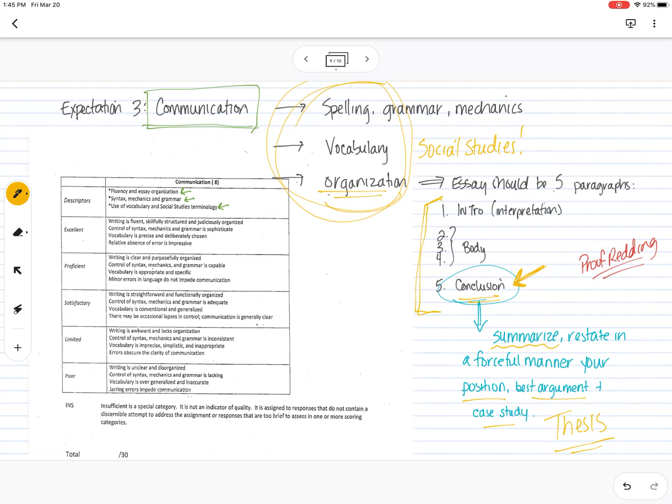If you're not quite sure what to write in your conclusion, remember we want to summarize. We want to restate in a forceful manner your position, your best argument, and your case study. So in other words, restate your thesis.